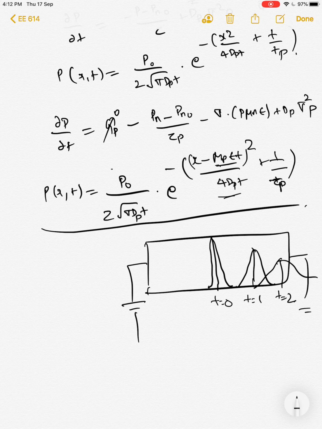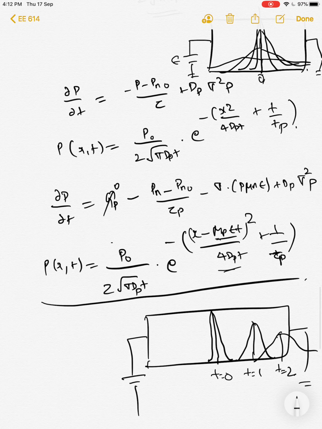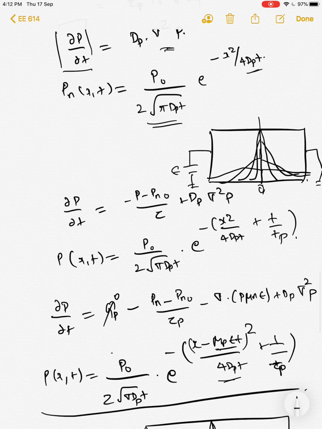So this is the famous Haynes-Shockley experiment, which can be solved theoretically using the continuity equation that we saw before, and we will continue using these equations to understand carrier transport in semiconductors in the following classes, right?